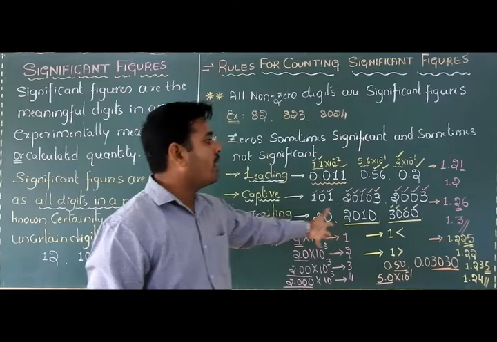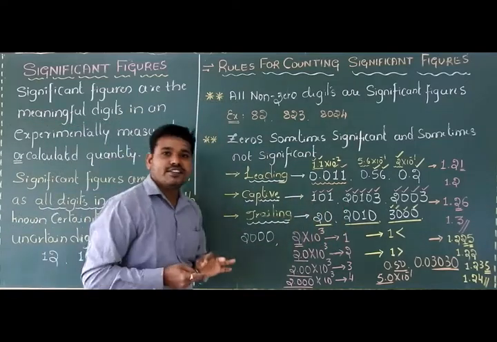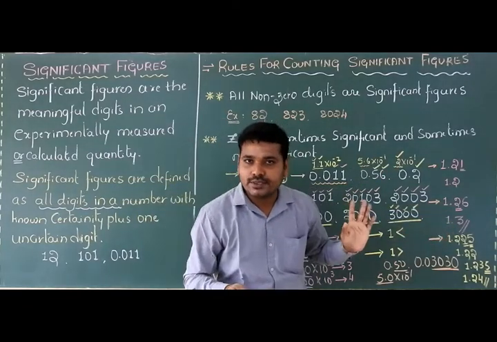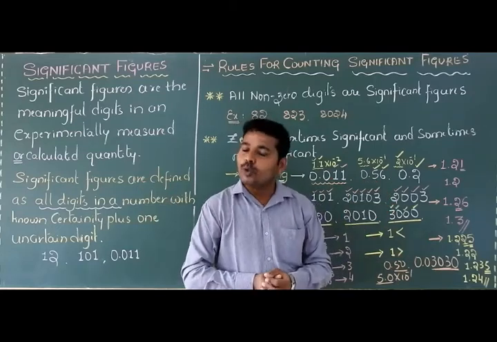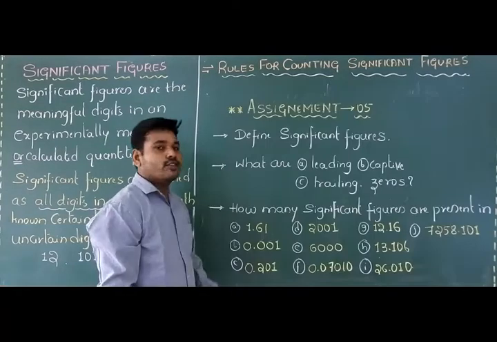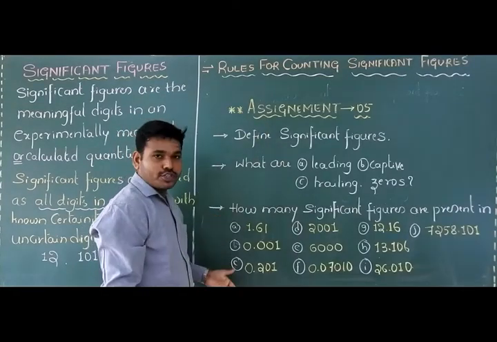Okay, so this is all about the significant figures, the rules for counting the significant figures, and the rounding of number concept. Is there any doubt in these two concepts? Both the concepts are clear for you? I'll stop here only. Based on today's class, so these are the assignment questions, students.